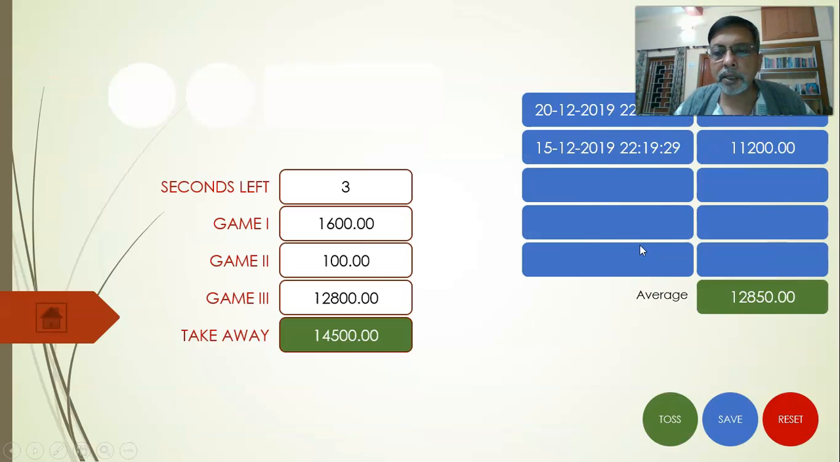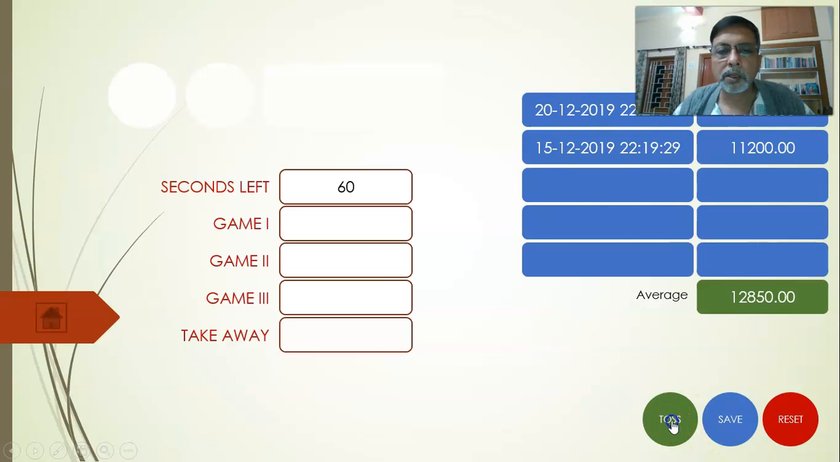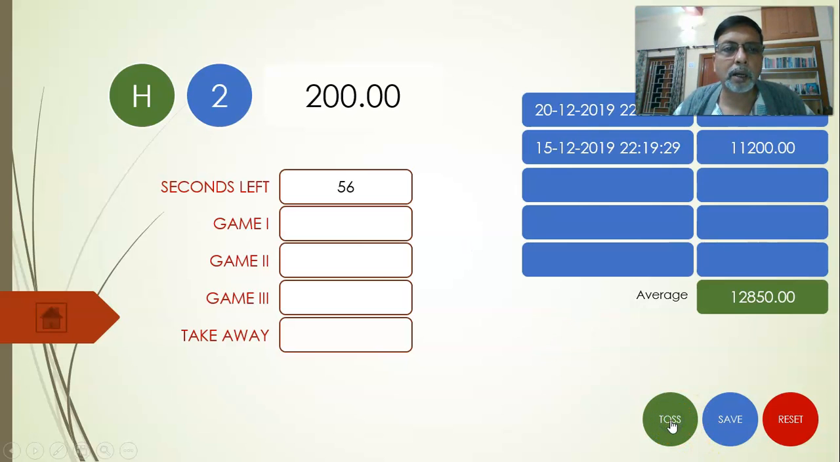Double or nothing is an interesting game. So you start with the reset, then go on tossing. As long as heads comes, the pot gets doubled.